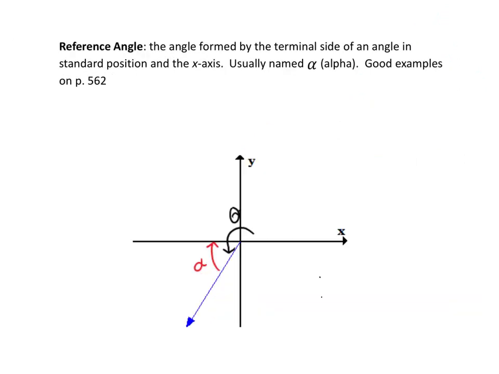When working with general angles, we also need to consider the reference angle. As the definition above states, it's an angle that's created by the terminal side of an angle in standard position and the x-axis. Now this can go in any direction. So if the angle were here in quadrant 4, the reference angle would be in this direction.